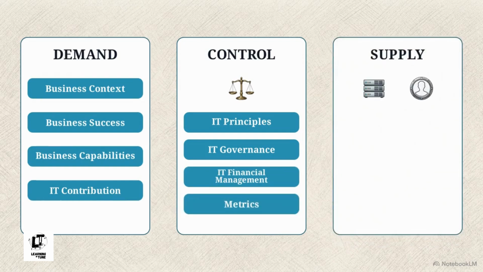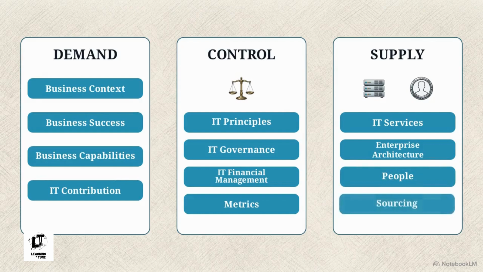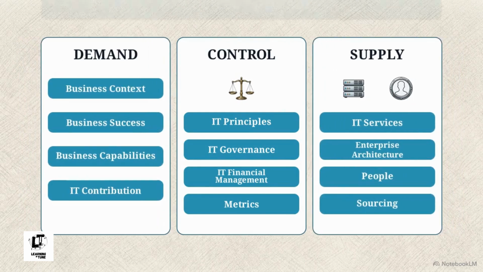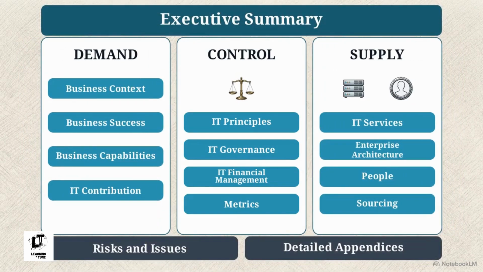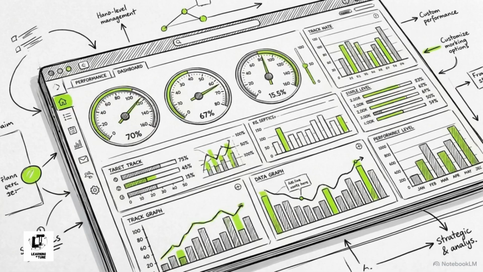The final pillar is supply. This governs the actual execution, the specific IT services provided, the enterprise architecture deployed, and the human capital hired. Any functional IT strategy, regardless of the institution, must successfully balance demand, control, and supply to be viable. Demand is the necessary starting point. The IT department cannot meaningfully contribute if the overarching goals of the business remain ambiguous. Control is the mechanism that ensures the strategy actually comes to life, translating theoretical goals into tracking metrics.